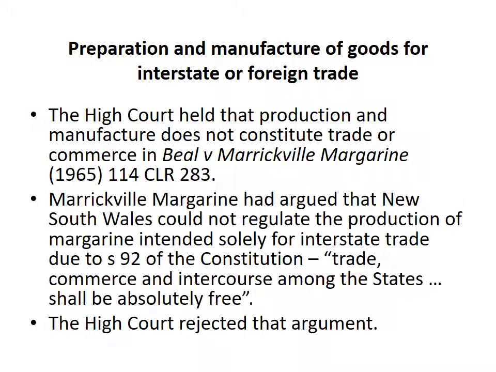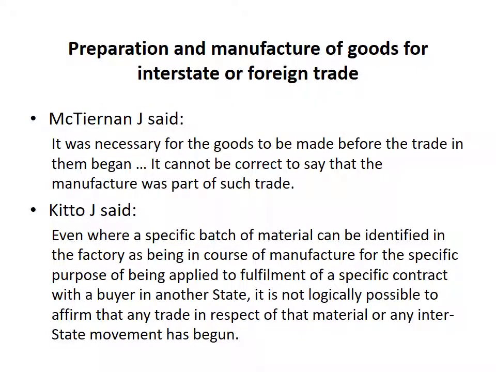The High Court recognized this basic fact in Beale v Marrickville Margarine. Marrickville Margarine argued that New South Wales could not regulate the production of margarine intended solely for interstate trade due to Section 92 of the Constitution: trade, commerce, and intercourse among the states shall be absolutely free. The High Court rejected that argument. Justice McTiernan said, "It was necessary for the goods to be made before the trade in them began. It cannot be correct to say that the manufacture was part of such trade."